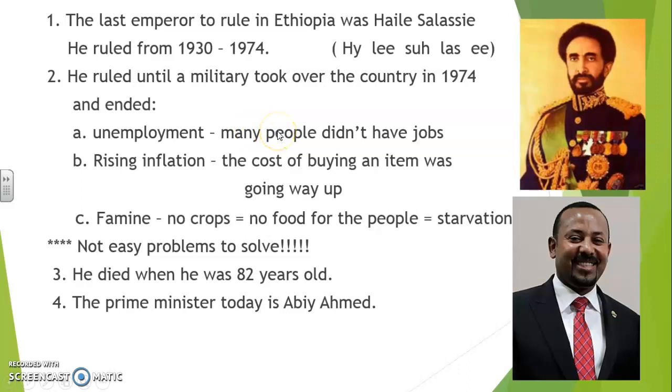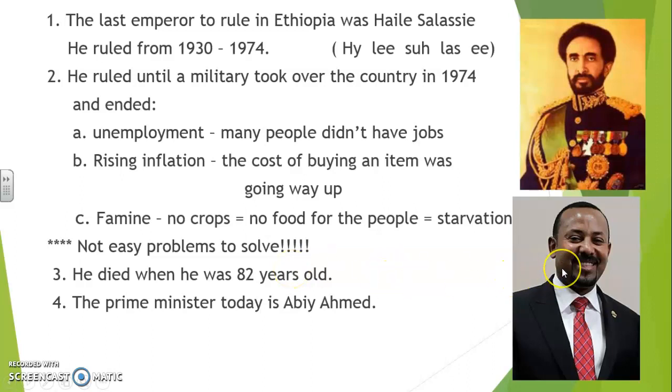Unemployment means you don't have any jobs. Rising inflation, where cost of buying an item was going way up. Like for me, I could buy a candy bar when I was young at about 10 cents, and now a candy bar costs about $2. Famine, yeah, no crops equals no food for the people equals starvation. So the people were not living. They wanted a better life. Those problems are not easy for governments to solve. He died when he was 82 years old.